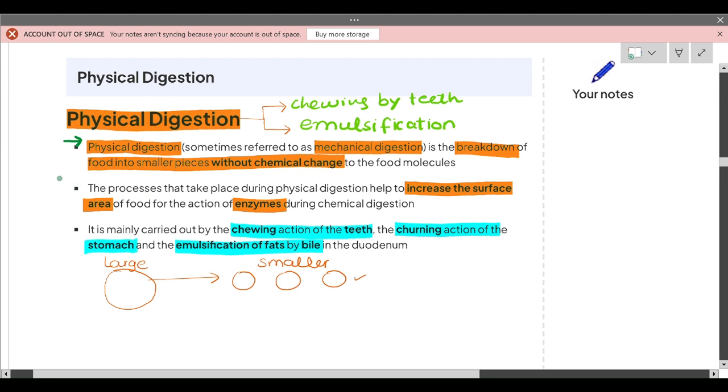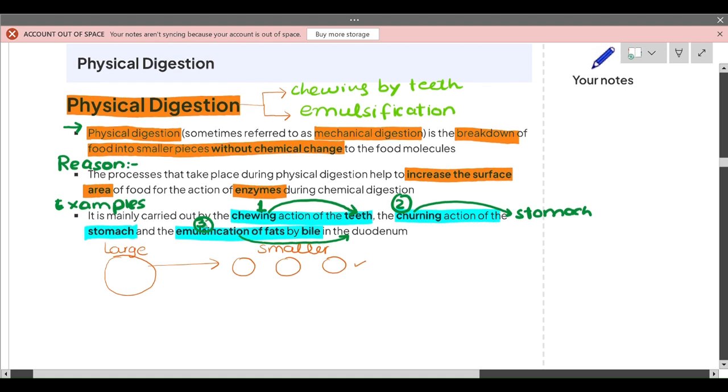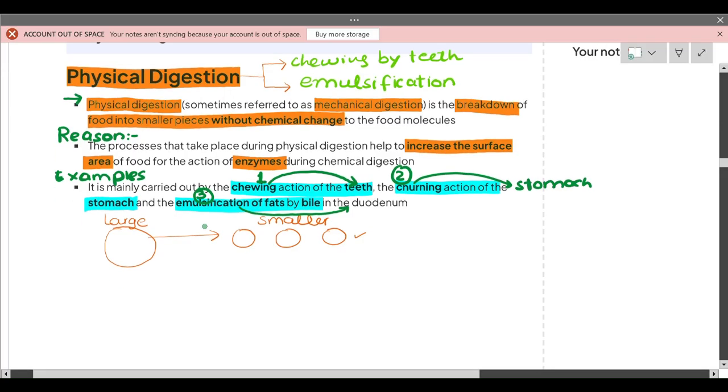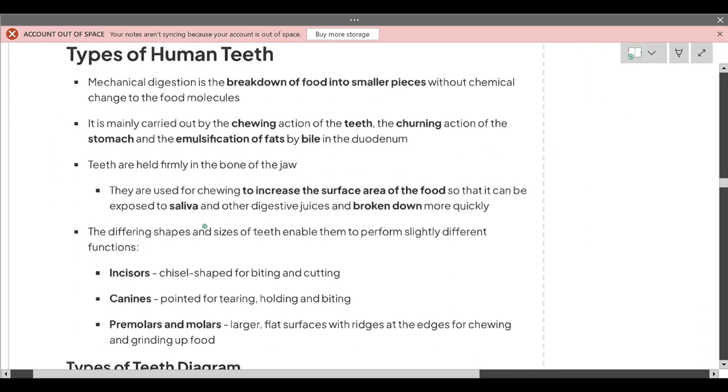This is where they can ask you the reasons, or you can say these are the examples. And for examples, they did not only give you the example, they also said where it is happening. So chewing action in teeth and churning action in stomach, and the emulsification in the duodenum. So these are the three examples that they have mentioned. There are different forms in which they could ask you this question.